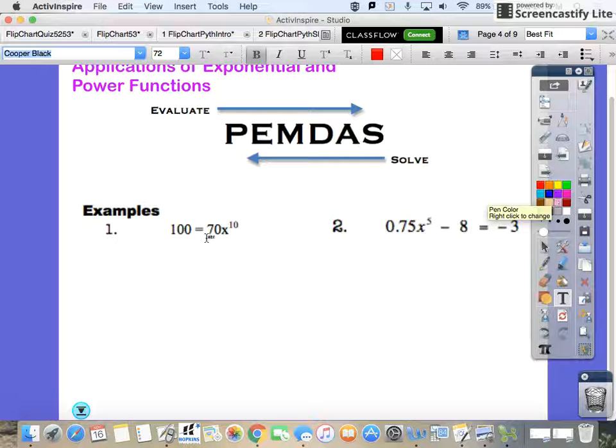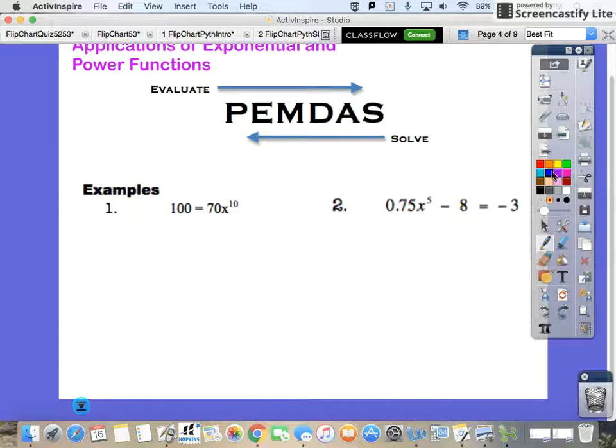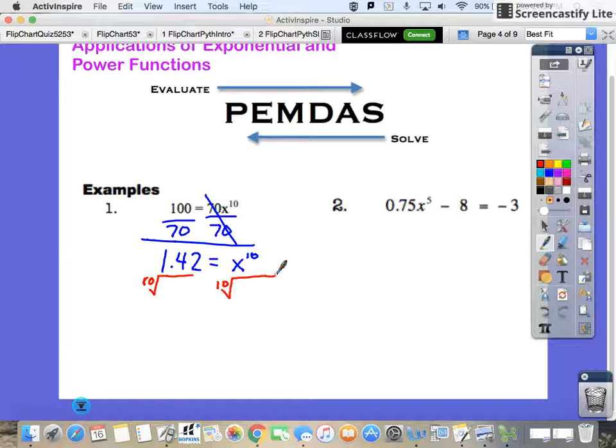So for number one, the first thing we want to do is divide by 70. This becomes 1.42 is equal to x to the 10th power. The calculator unfortunately does not have a 10th root, but there's two ways that we can handle this. We can first go into the calculator and press the math key. There is the fifth option, which is an xth root. So we could use that key, but I find it a little bit easier just to use the reciprocal power.